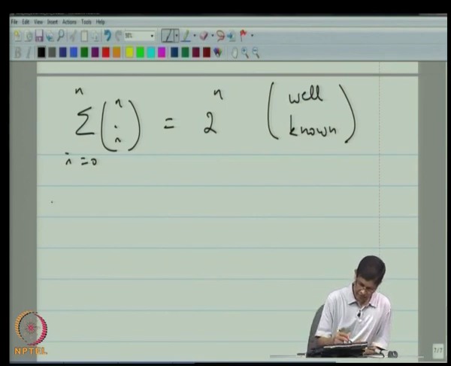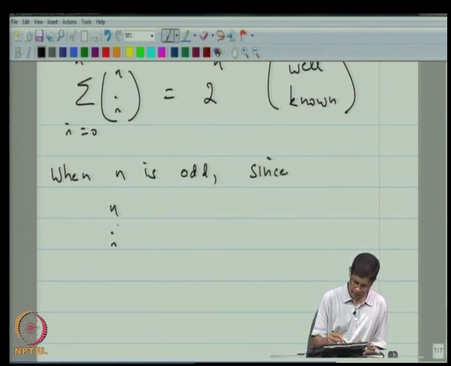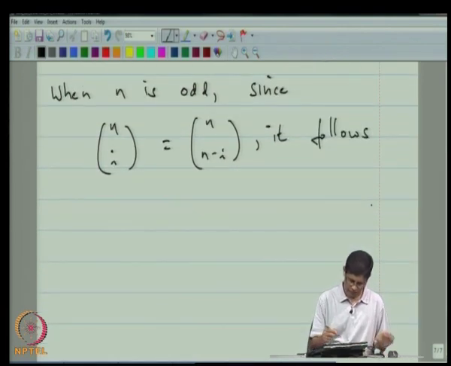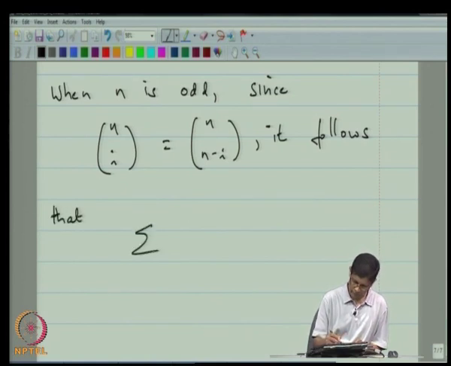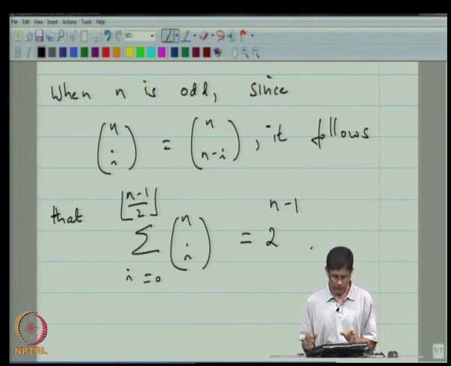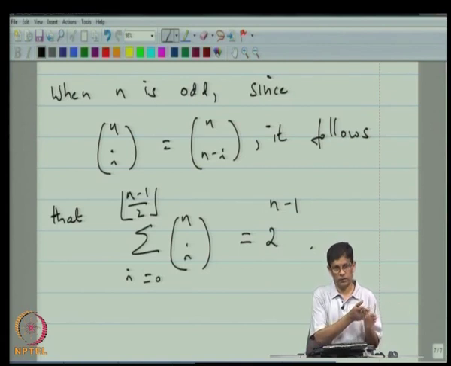And when n is odd, since n choose i is equal to n choose n minus i, it follows that this is in fact equal to 2 to the n minus 1. Because there is a mirror symmetry between the binomial coefficients. So, if you sum all of them, then you get 2 to the n, but let us say you start from the left and you sum up to halfway, then you will get 2 to the n minus 1. Okay. So, that is what this is saying.